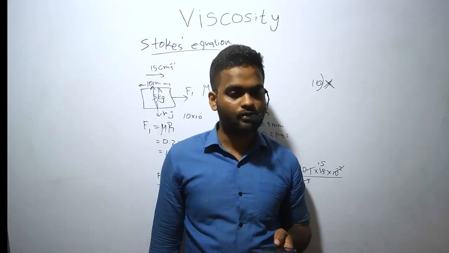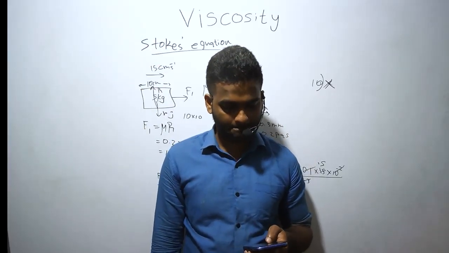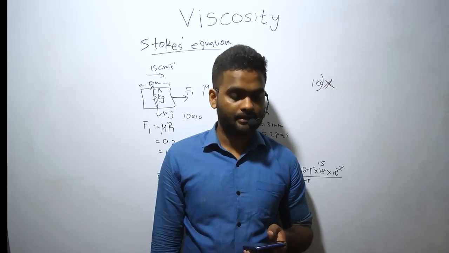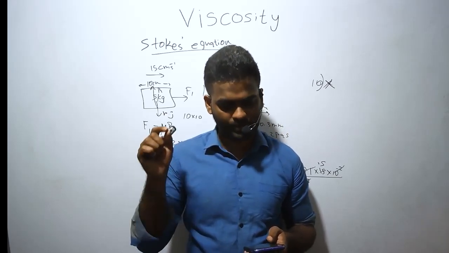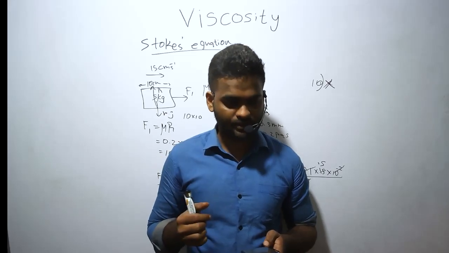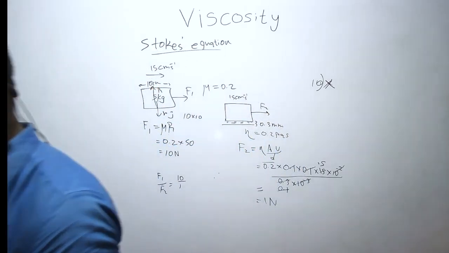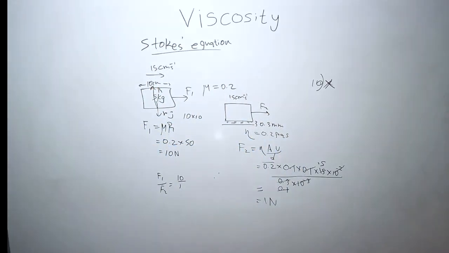Then we'll move on to Poiseuille's equation. Try 13th question. If you want, you can write Poiseuille's equation, then try 13th question. Give you a minute to try.